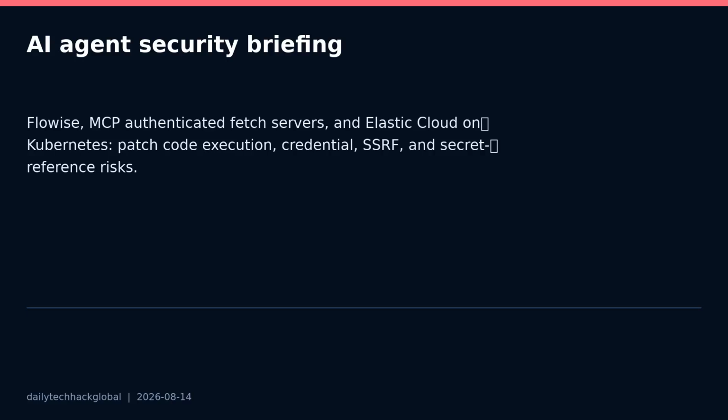If you run Flowise for AI agent workflows, MCP servers that fetch authenticated web pages, or Elastic Cloud on Kubernetes, check versions today. The immediate risks are practical: remote code execution in Flowise Custom MCP configurations, Python code injection through agent nodes, plaintext credential exposure through an API response, SSRF bypass in an MCP fetch server, and Kubernetes secret reference issues in ECK. Patch first, then review which agents can reach files, credentials, cloud metadata, and internal networks.